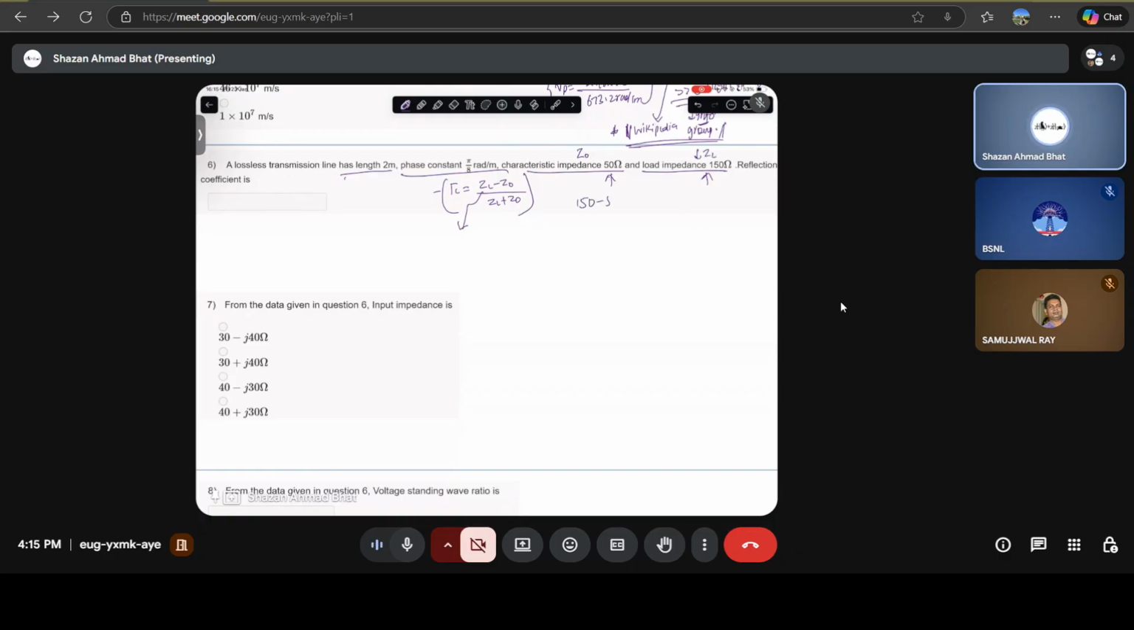So you have 150 minus 50 over 150 plus 50. So this is basically 100 over 200. So this is 1 over 2. So this is 0.5. So 0.5 is the reflection coefficient. That means 50% of the wave is going to get reflected.